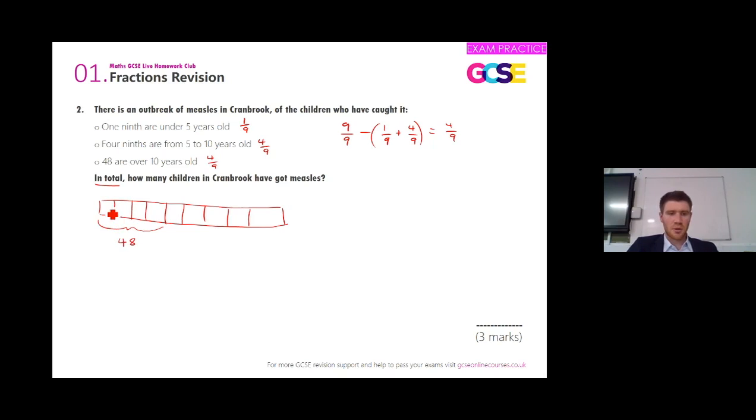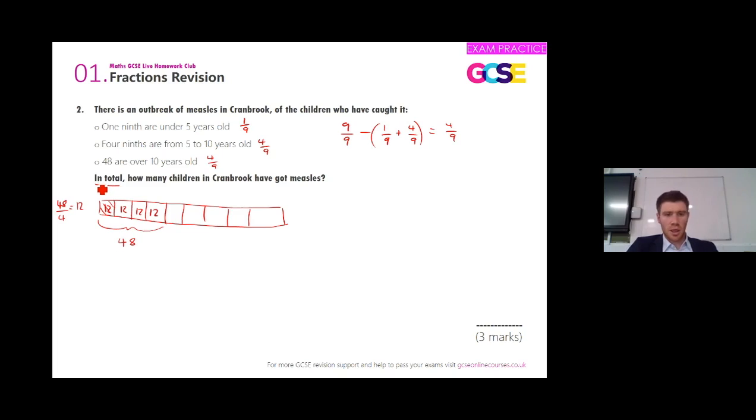So remember what we did before. Let's see if we can find out what 1 bar represents. This one here. Well, to do that, I've got four boxes representing 48. So to find 1 bar, I divide by 4. 12. Each 9th is worth 12 children. So that's 12 children. That's 12 children. That's 12 children. You get the idea. And they add up to 48, don't they?